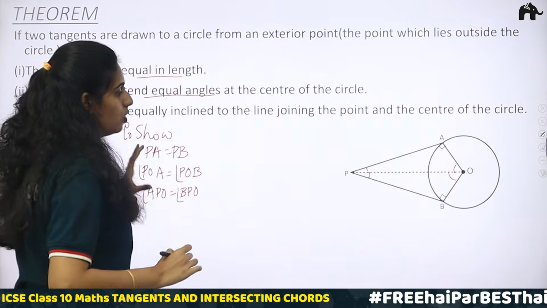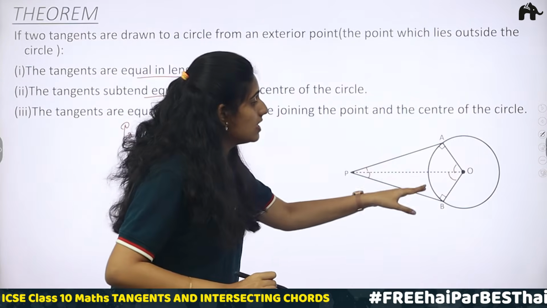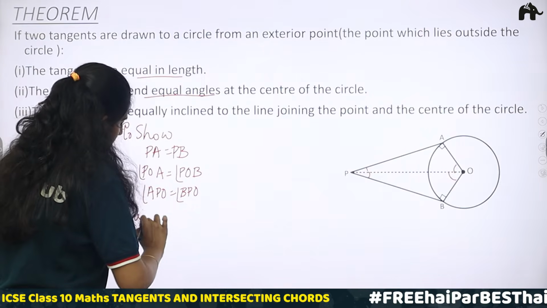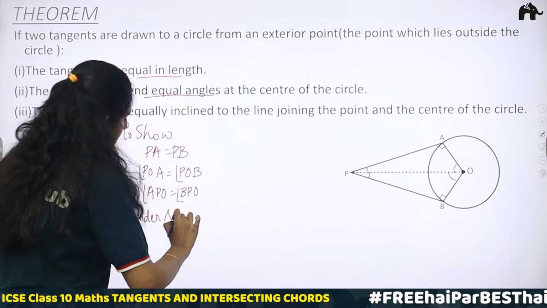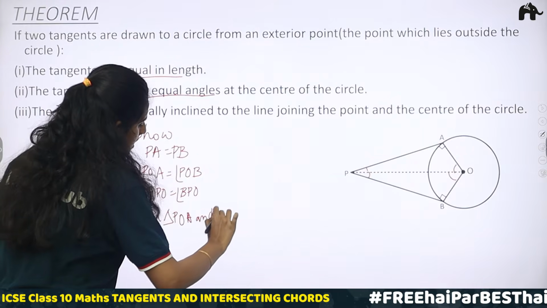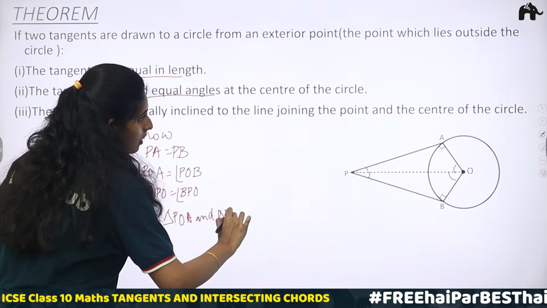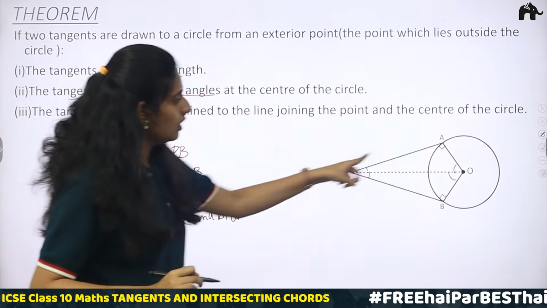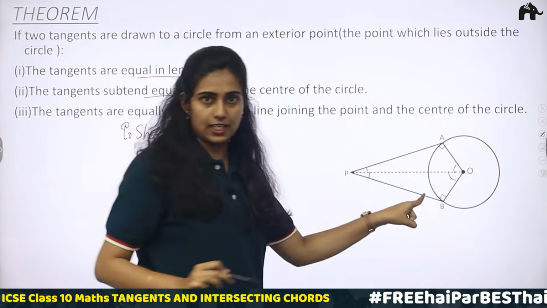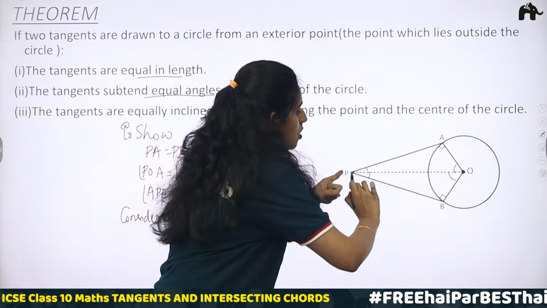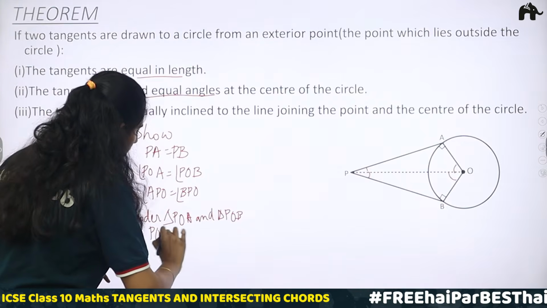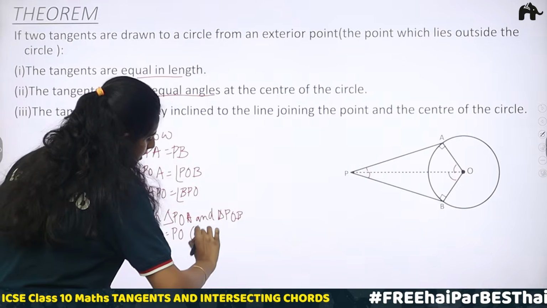To show this, what we are going to do, we are going to consider the two triangles. Consider triangle POA and triangle POB. POA is this triangle and POB is this triangle. Here, PO is common to both the triangles. Yes, we have PO equal to PO. Common.